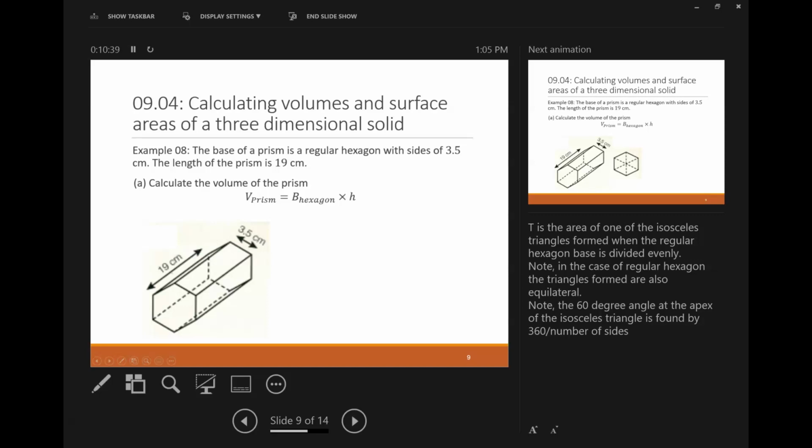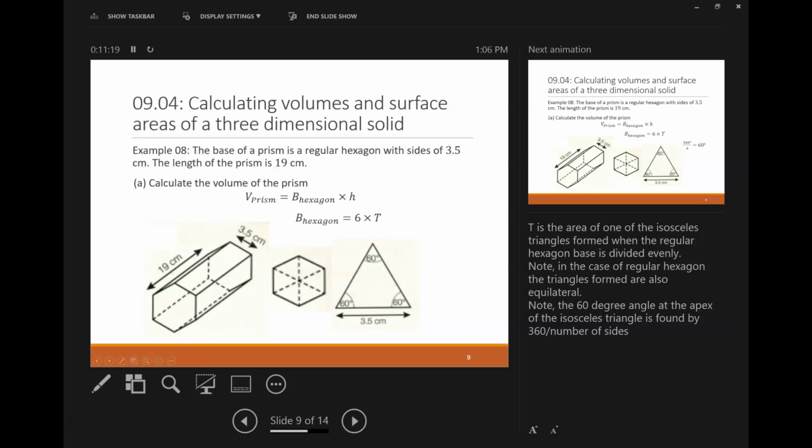Everybody good with that? How am I going to calculate the area for that regular hexagon there? Well, I'm going to take that regular hexagon and divide it up into 6 triangles, calculate the area for one of those triangles and multiply by 6. Everybody happy with that? So what kind of triangles are each one of these 6 triangles here? They are isosceles triangles. Very good. Even better, in fact, they are equilateral triangles.